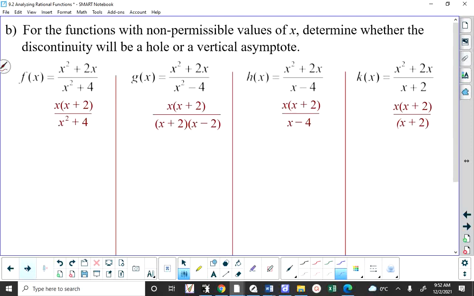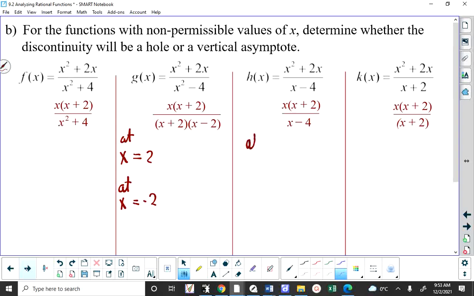Yeah. For the functions with non-permissible values of x, determine whether the discontinuity will be a hole or a vertical asymptote. So I've just typed in here the factored forms so that I can look at them. You have them written down above. So over here we have a non-permissible value of 2 and a non-permissible value of -2. So what I'm writing here is what's happening at x equals 2 and what's happening at x equals -2.